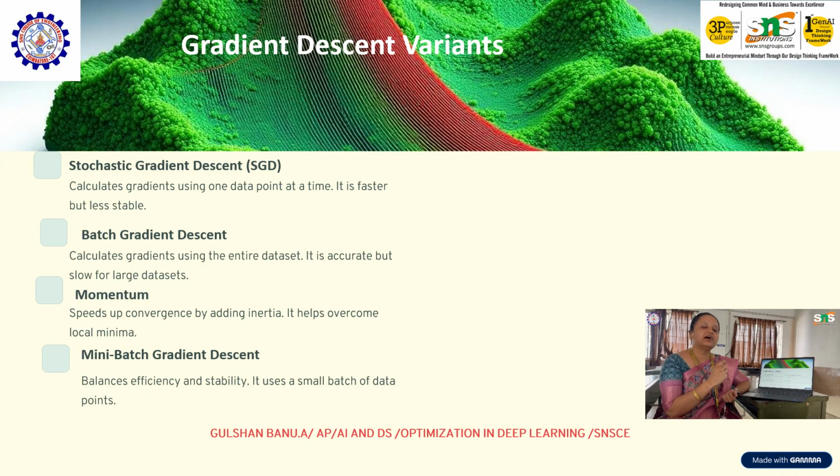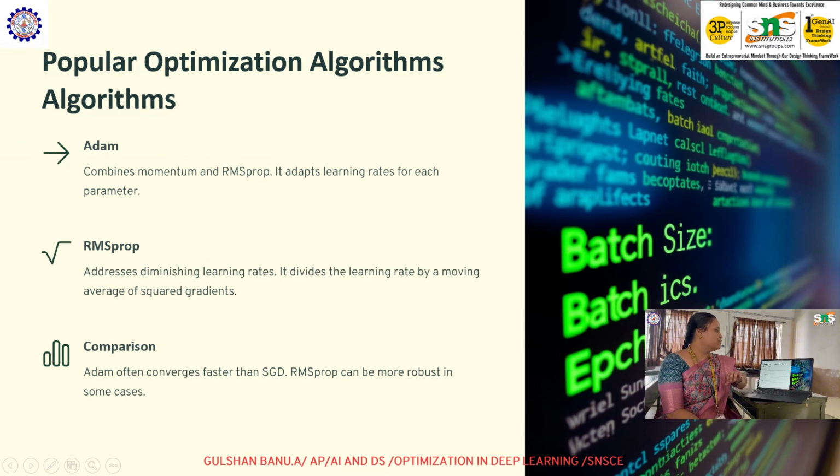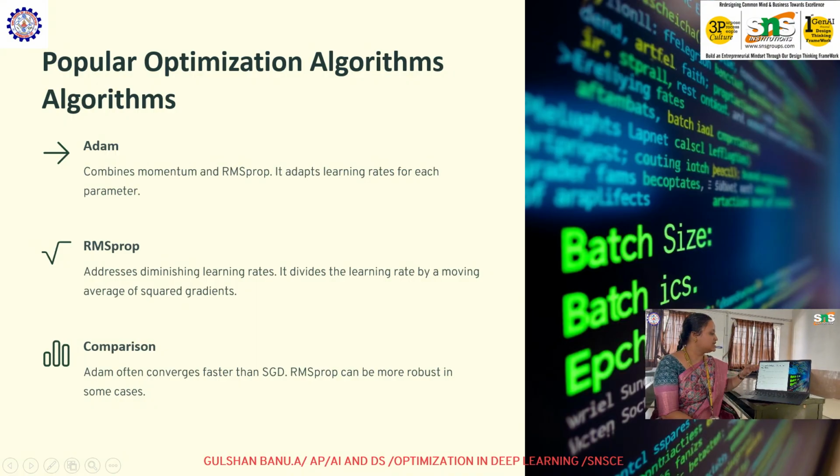Momentum comes under the word of physics, which is something related to gradient descent. So this is a convergent process which you will be using. Now, what are the popular optimization algorithms used in this process? One is Adam, next is RMSprop, and the next is comparison.